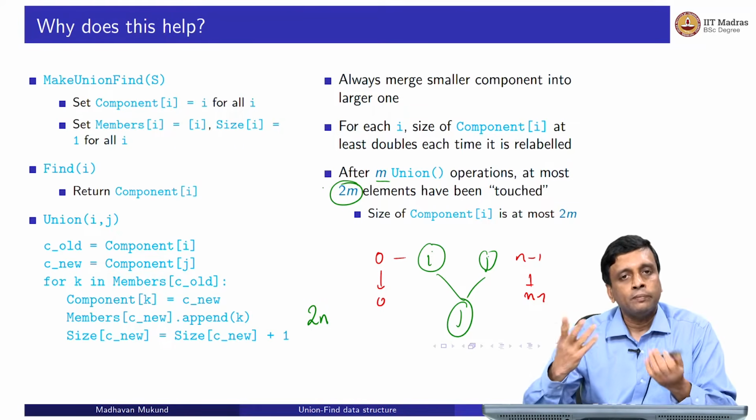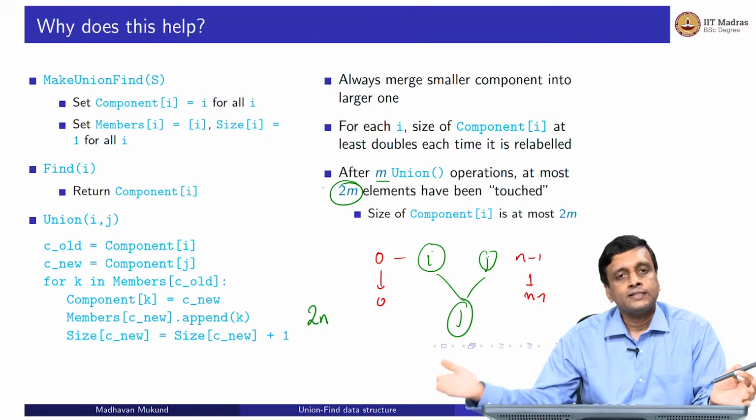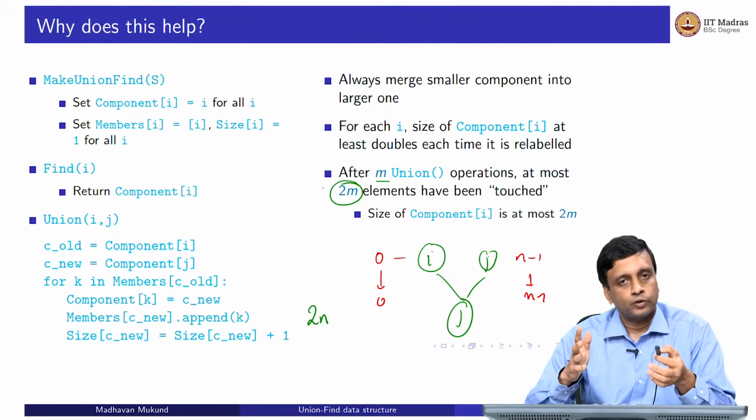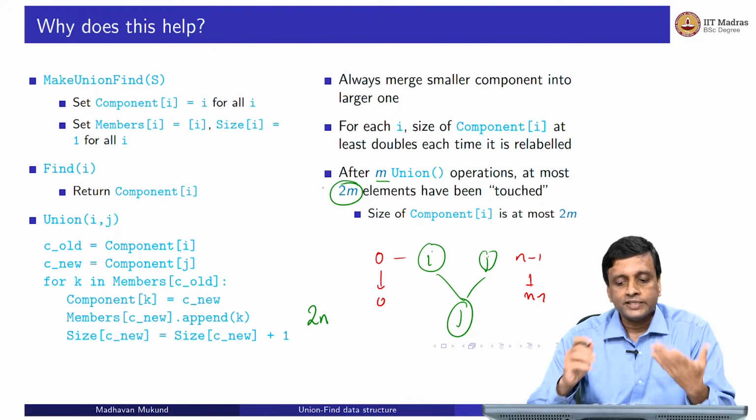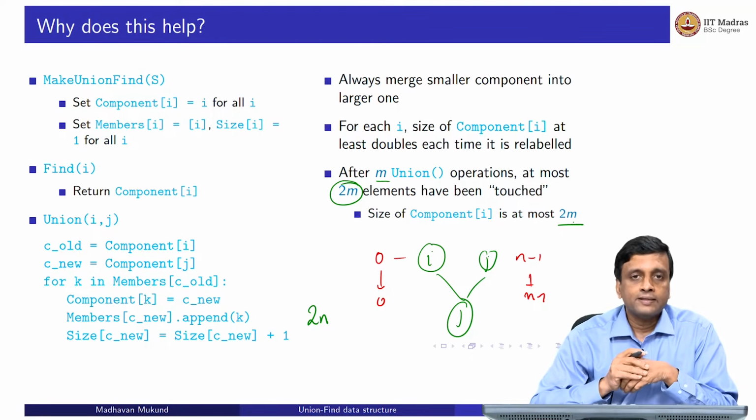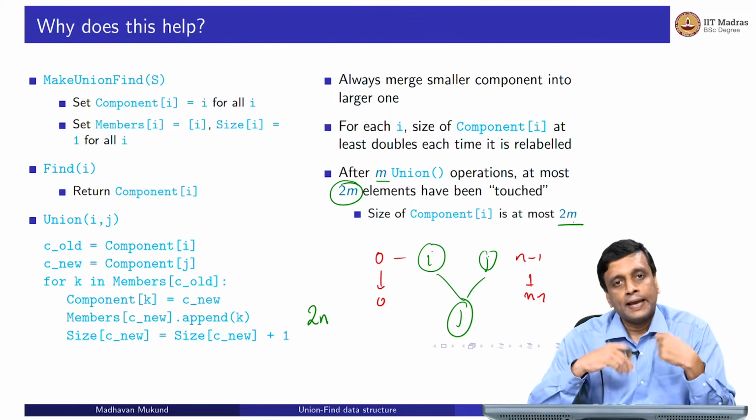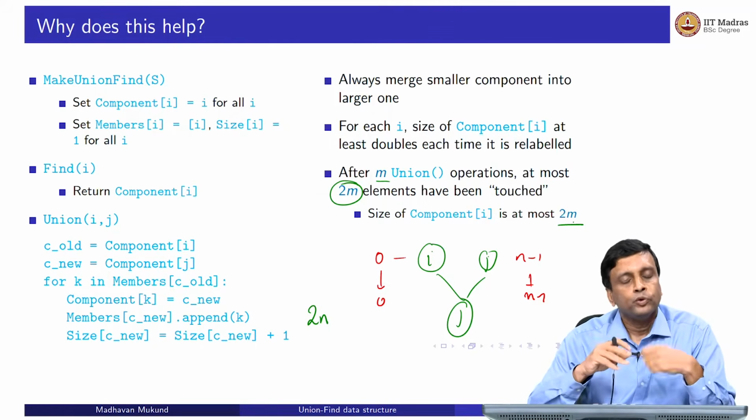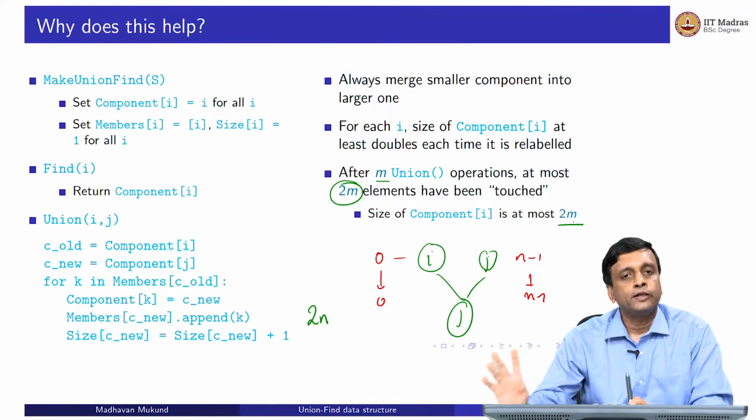But if at most 2m elements have had their components updated, the worst that can happen is that all of them have merged into a single component. I cannot have a larger component than that, right. So the largest component of any vertex in my set is at most 2m. So many of them will still be singletons, right. This is what we are saying. So after m union operations, the largest set in my partition cannot be bigger than 2m.